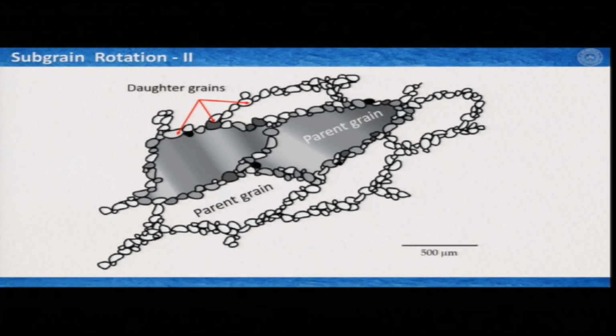Overall, this microstructure, when you have a large grain which is surrounded by very small dynamically recrystallized small subgrains, is known as necklace structure. So, this is the name of this type of microstructure, and also the original grain is known as parent grain, and the new grains are known as daughter grains.